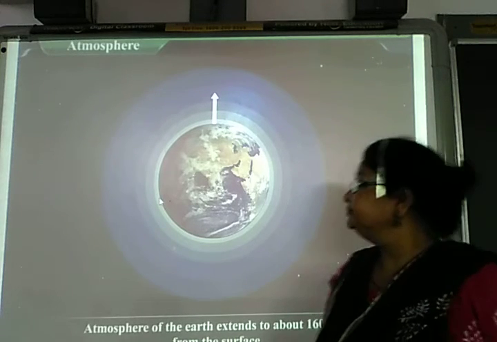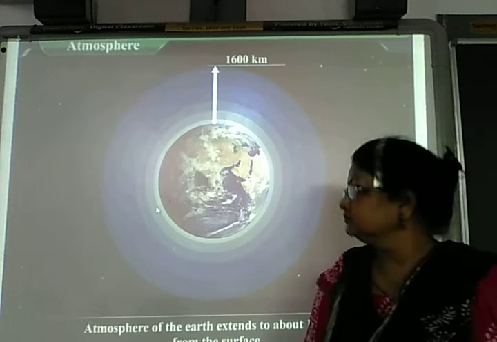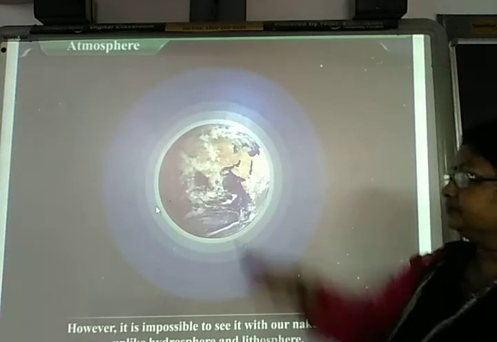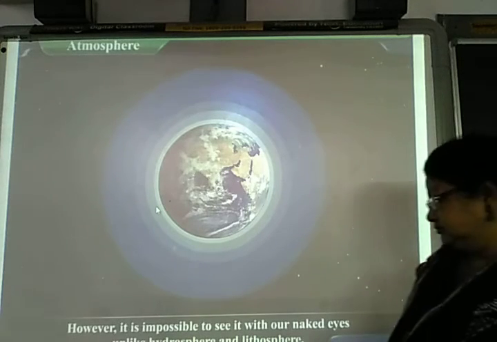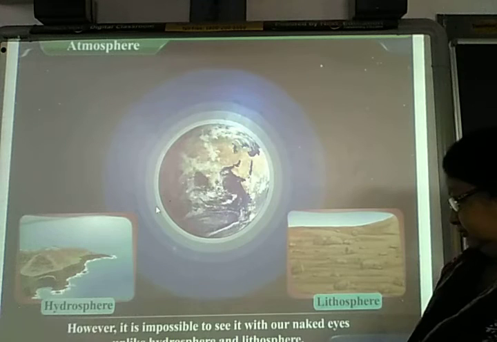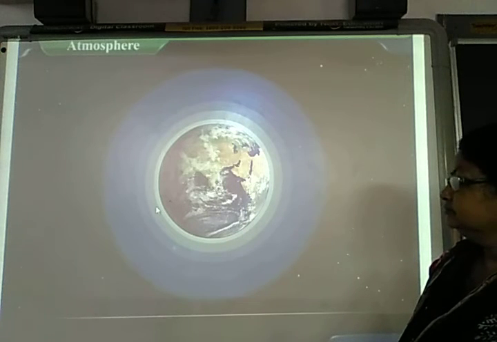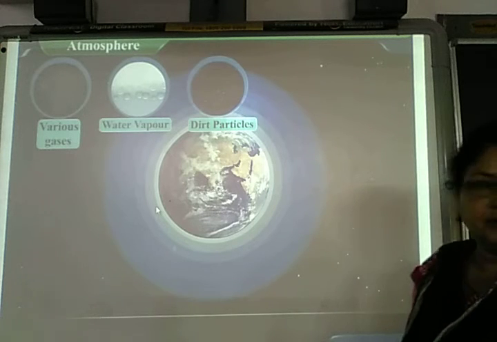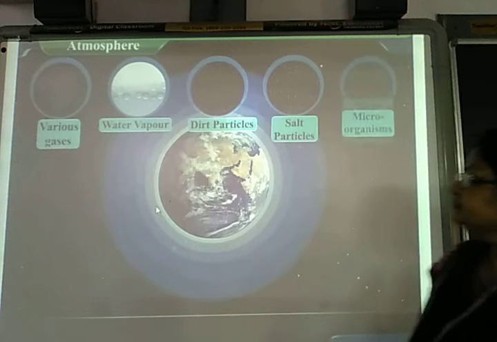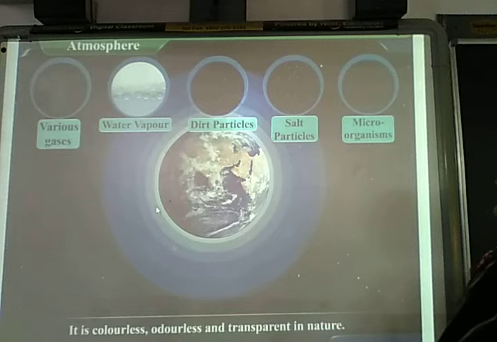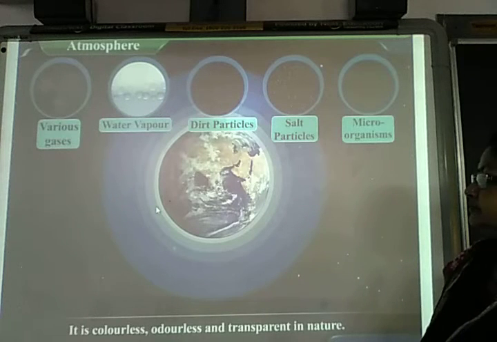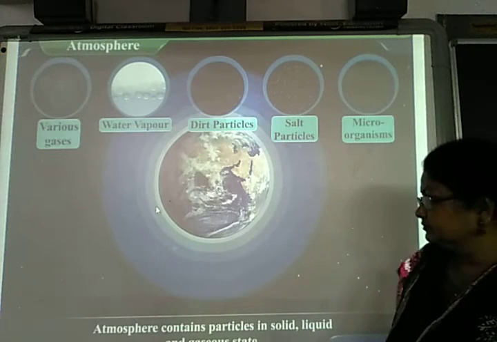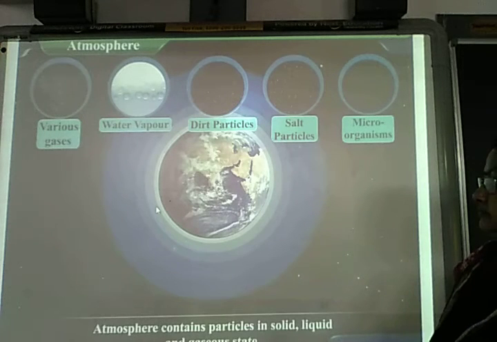Atmosphere extends to about 1600 kilometers from the surface. It is impossible to see it with our naked eyes, unlike hydrosphere and lithosphere. Atmosphere contains various gases, water vapor, dirt particles, salt particles, and even microorganisms. It is colorless, odorless, and transparent in nature. Atmosphere contains particles in solid, liquid, and gaseous state.